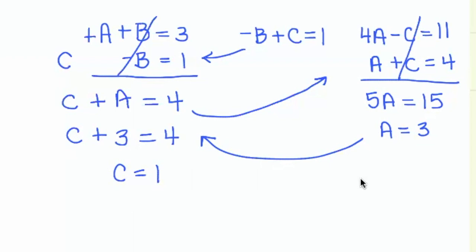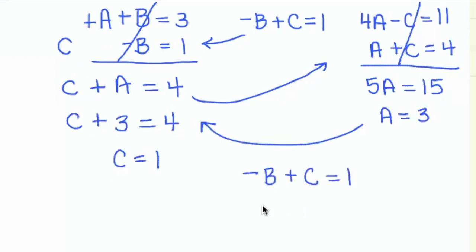And now the only value that I don't have is my b. So I just find an equation that has b in it, like this middle one. I have negative b plus c has to equal 1. c is 1, so I have negative b plus 1 has to equal 1. Therefore, b is going to have to be 0. So I've just found the values of all of the constants.